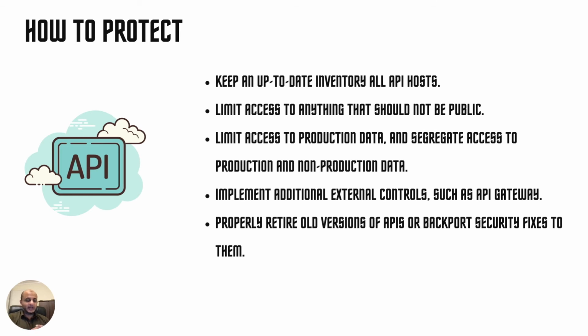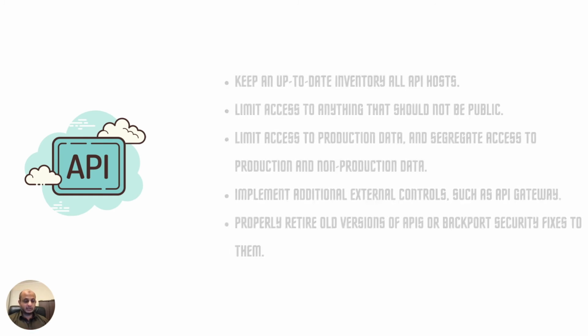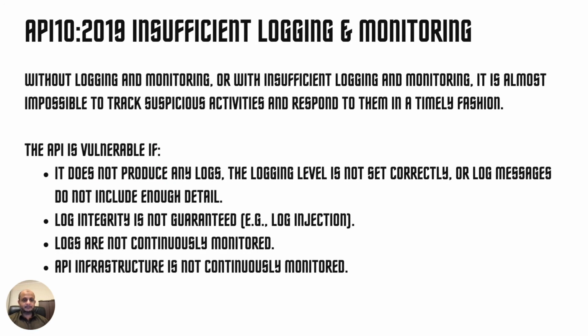So you can imagine why it's so important. You need to have an up-to-date inventory of all your APIs. And please remove everything which is not required to be there. Make sure those old APIs don't have access to production data, segregate it, and put additional controls like an API gateway. I'll discuss about that. And you need to have proper change management there to make sure that those old versions get retired properly.